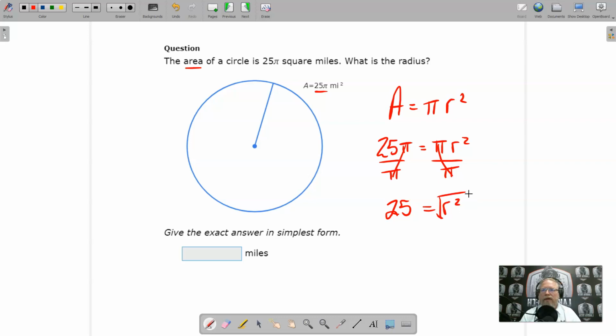Now we're going to take the square root of r squared. What we do to one side, we're going to do to the other. Square root of r squared is just r. Square root of 25, that's a perfect square, right? Square root of 25 is 5. So we know the radius equals 5. So we'll go ahead and put that in for our answer.